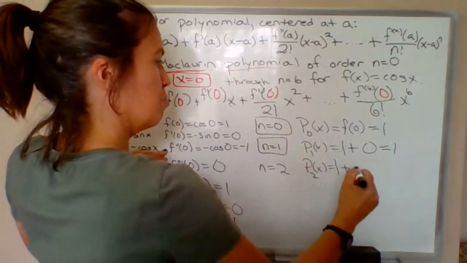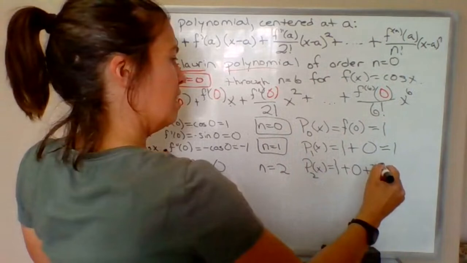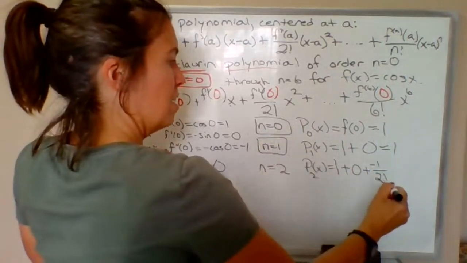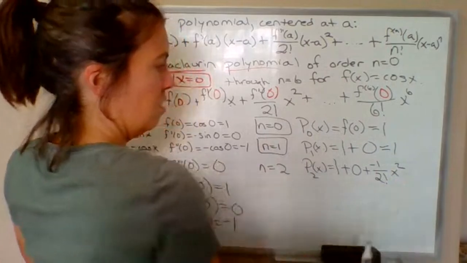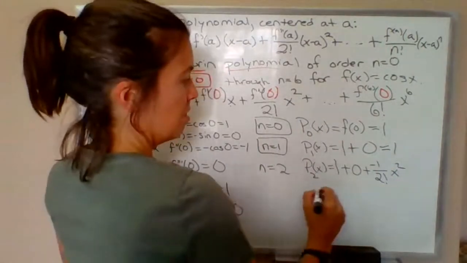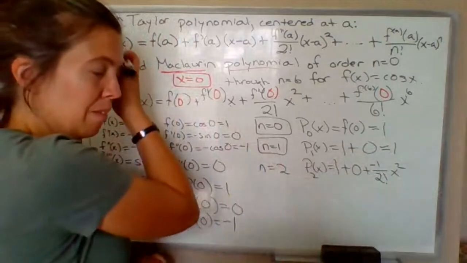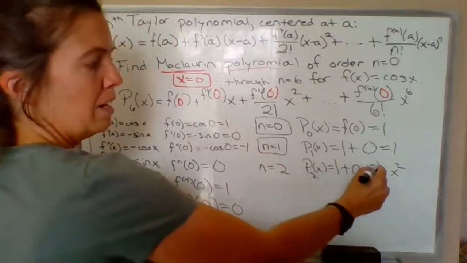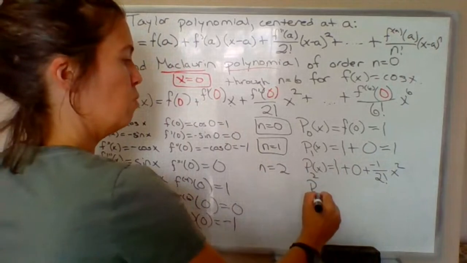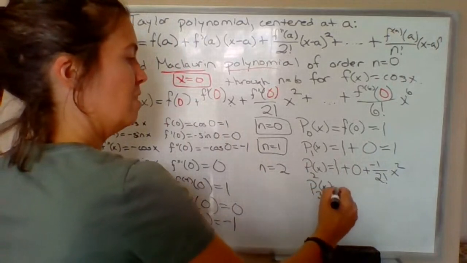So here, I guess I'll write this out. So plus 0 plus -1 over 2 factorial x to the second. So the order 2 polynomial is, well, I'll clean it up in a minute, but it'd be 1 minus x squared over 2 when you simplify it. Okay, the order 3 polynomial.